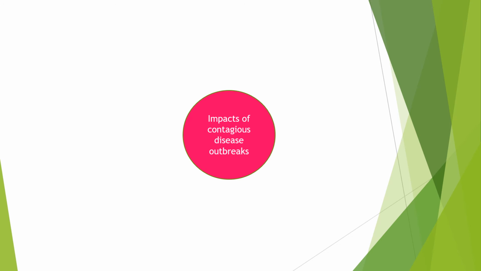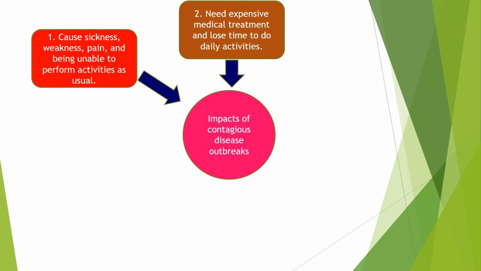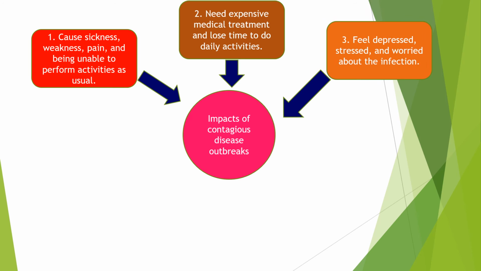Now, let's talk about the impacts of contagious disease outbreaks. What's going to happen if there's an outbreak of this disease? First, it causes sickness, weakness, pain, and being unable to perform activities as usual. Second, it needs expensive medical treatment and loses time for daily activities. Third, people feel depressed, stressed, and worried about the infection.